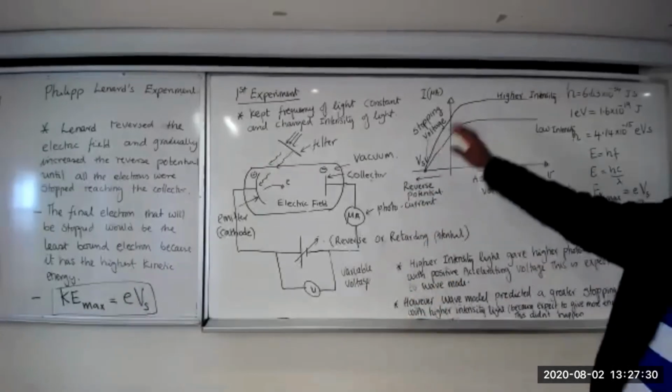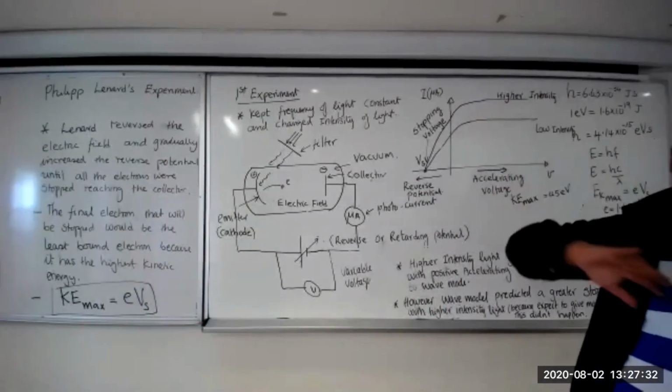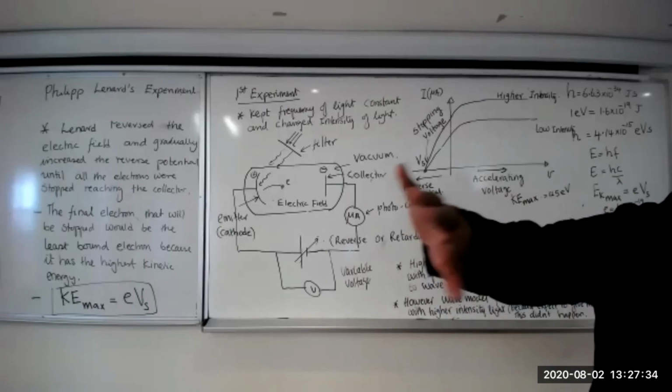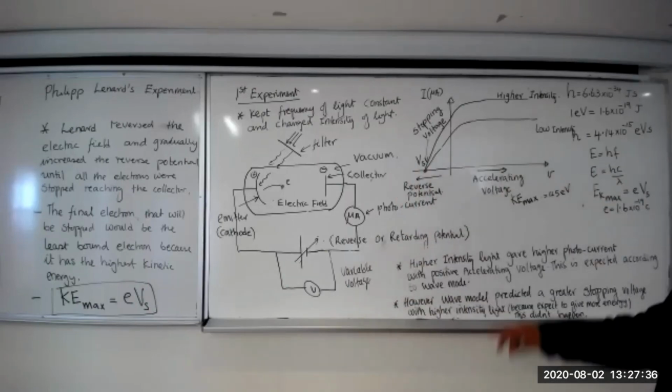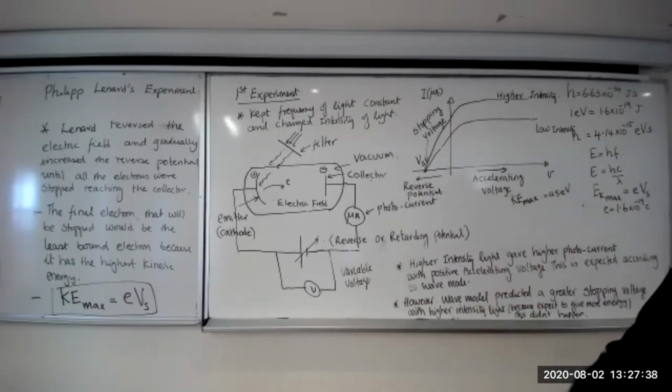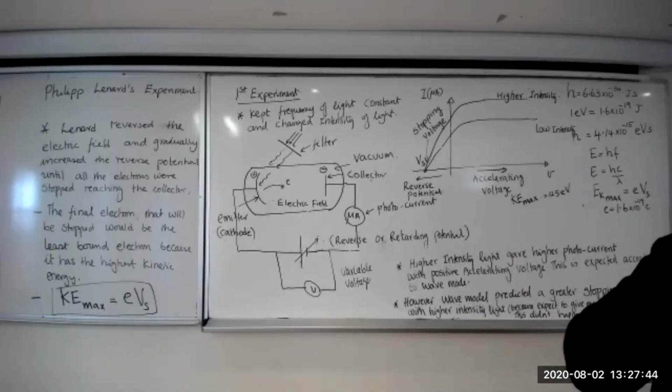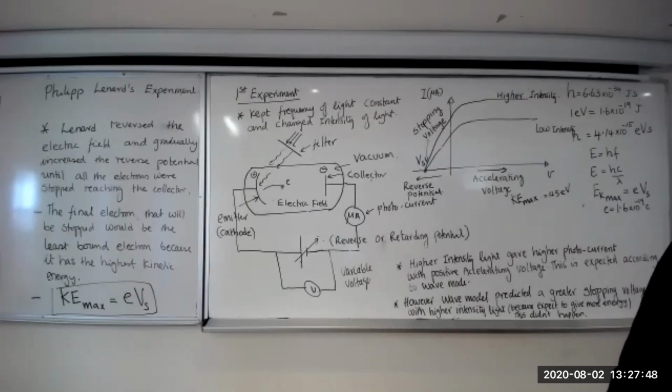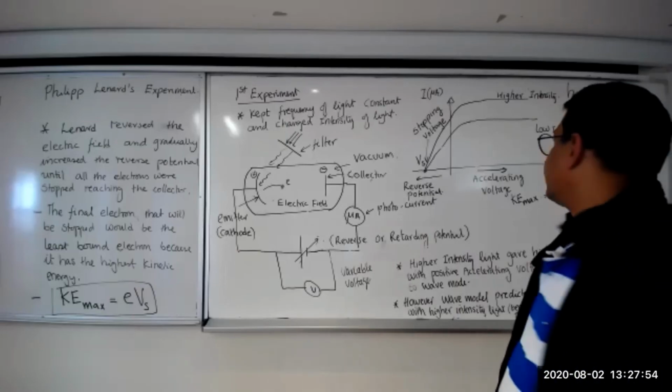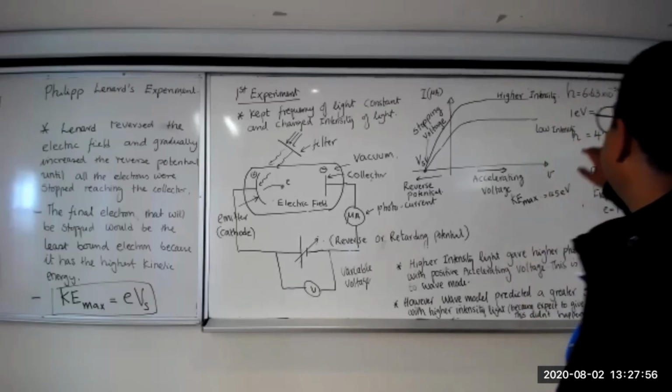So they thought if I increase the intensity, overall you're giving more energy to all the electrons. Even this guy, the least bound one, will get more energy. Therefore, I need to apply a bigger electric field to stop it. But that did not happen. Maybe the second experiment we'll talk about next week, but before we finish that, I'll just recap a few things.